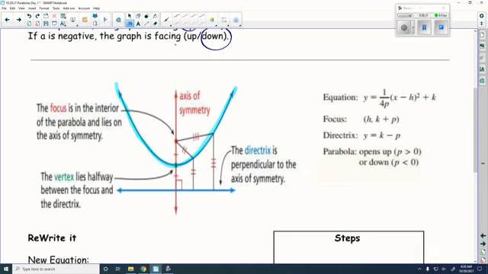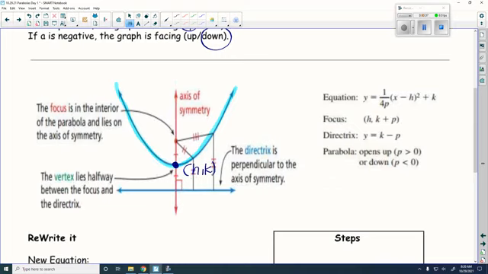Okay? So we know the vertex. How do you say it? Parabola. She said parabola. Yeah, it's not parabola. Parabola.